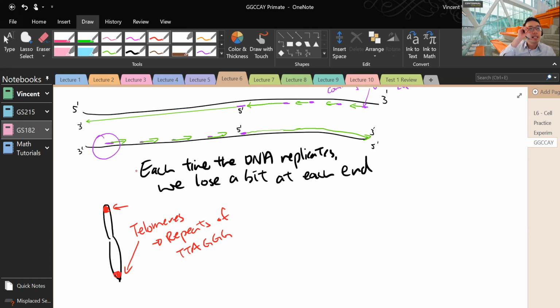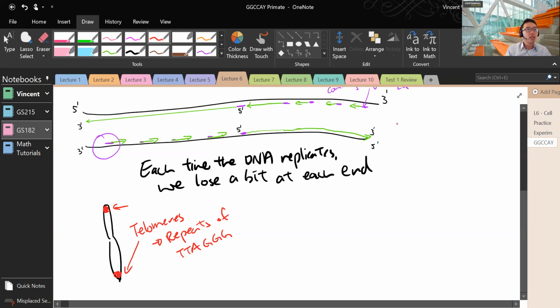Tyler asks, because it's at the 3' end and DNA polymerase can only, exactly, right? It can only go from the 5 to the 3. So over here, we're not going to be able to go backwards to copy this chunk, and we don't have another polymerase 3 coming off.